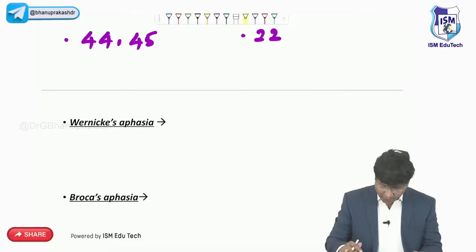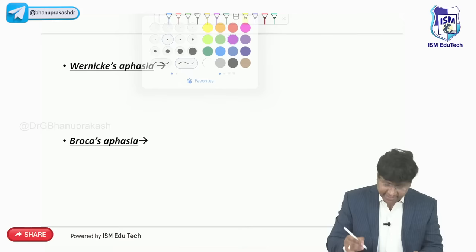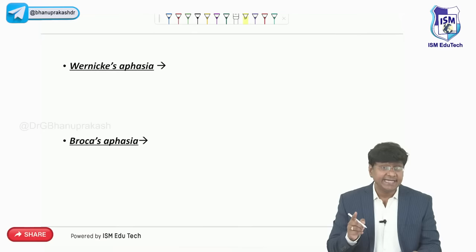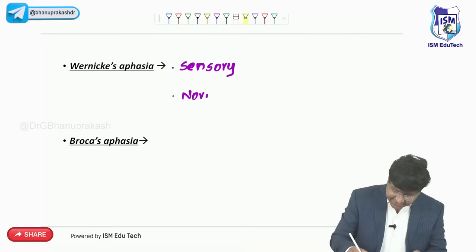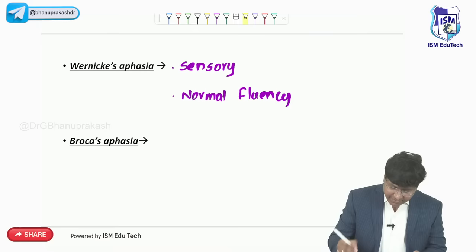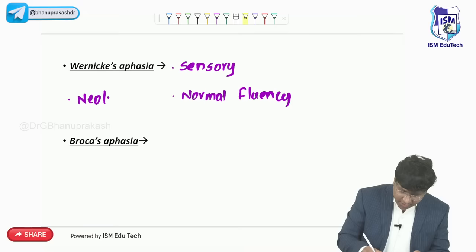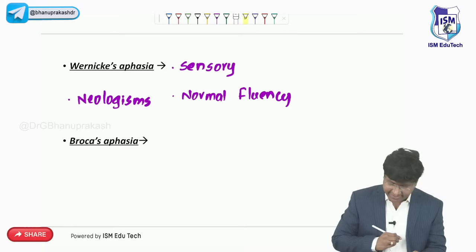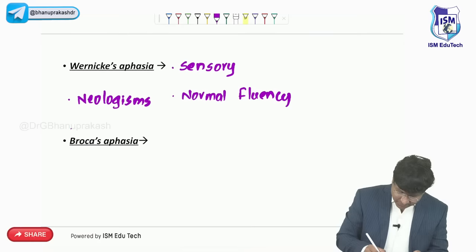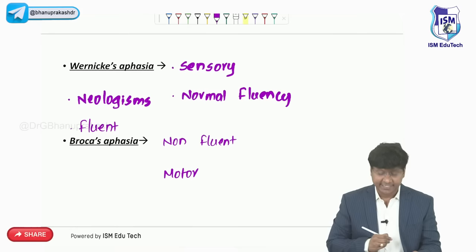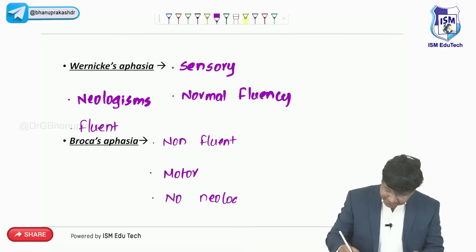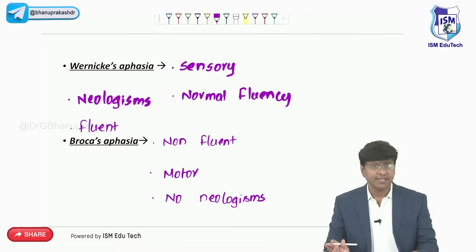And whenever you take these aphasias, in the case of Wernicke's aphasia, it is the sensory aphasia, and these patients will have normal fluency because the Broca's is normal. But what is the problem in the case of Wernicke's? The individual will have nonsensical speech, or neologisms are present. Your Wernicke's aphasia is a fluent aphasia. Then coming to Broca's aphasia, it is a non-fluent aphasia and it is a motor aphasia. In these individuals, there are no neologisms. And what about repetition? Repetition will be impaired in all the types of aphasia.